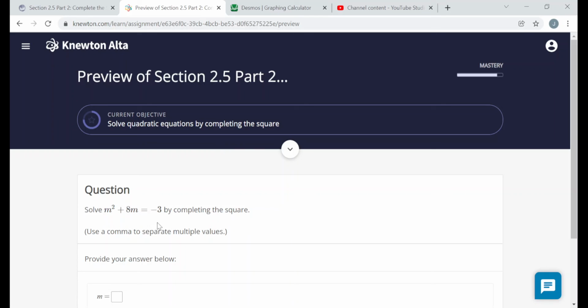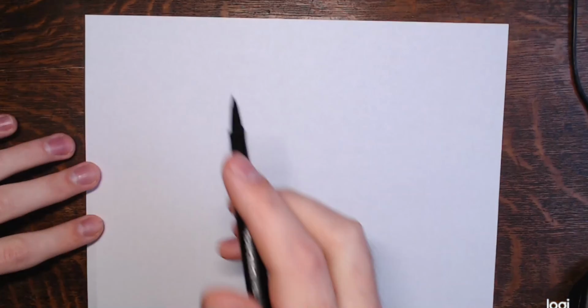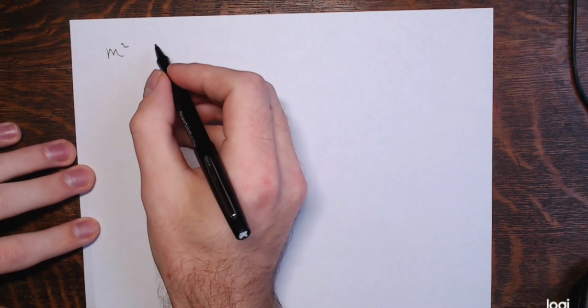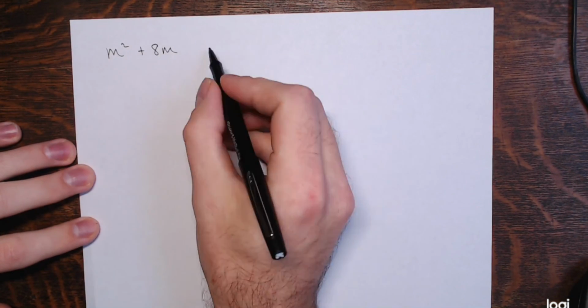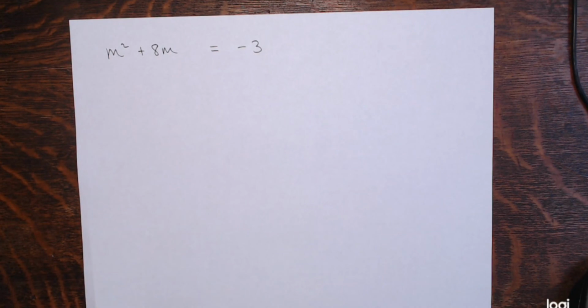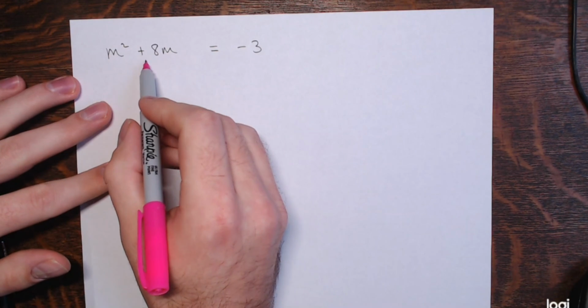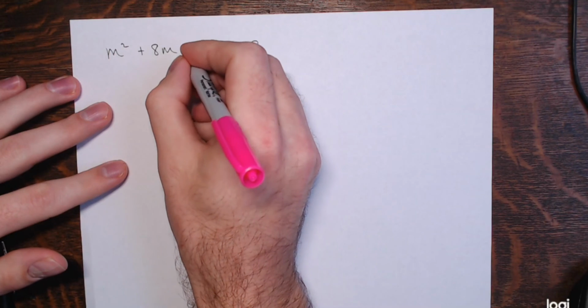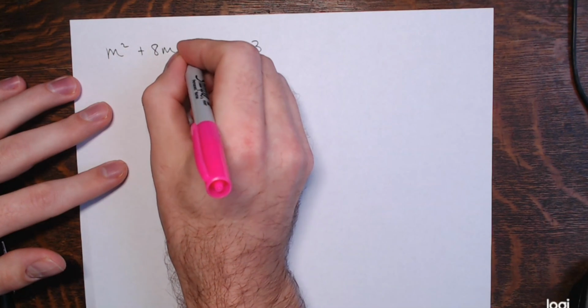All right, so this one's real nice. See, the quadratic term and the linear term are already on their own side. And the quadratic term already has a coefficient of just 1. So I should be able to jump right into completing the square here. So we have m squared plus 8m. And then I'm going to leave some space because I can complete the square right now by doing my addition. Half of 8 is 4. 4 squared is 16. So I'm going to be adding 16 to both sides.